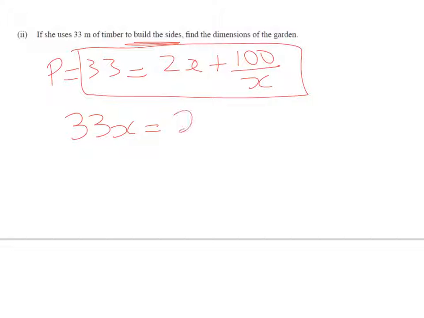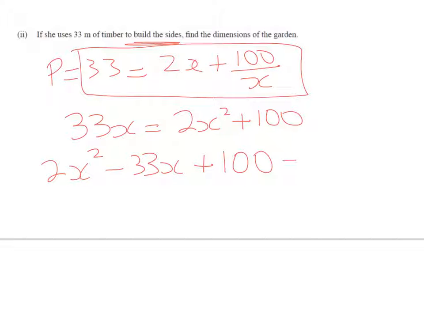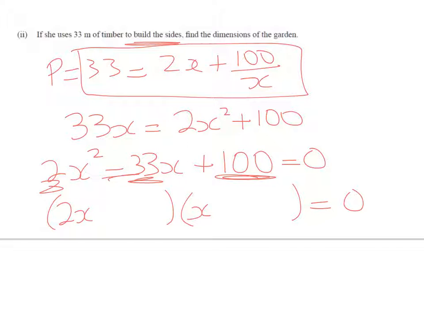33x equals 2x squared plus 100. Getting everything onto one side by subtracting 33x from both sides, I'm left with this. Now I can solve this by guess and check pretty easily. I'm going to have a 2x here and an x here. I'm doing that because I've checked there are no common factors lurking in here. So it's got to be 2x minus something and an x minus something because I'm heading for a plus 100. So I want a couple of numbers that will do that.